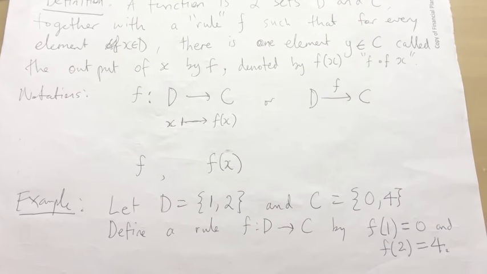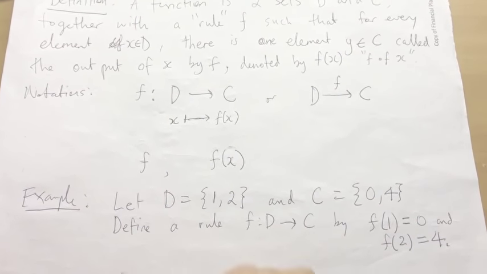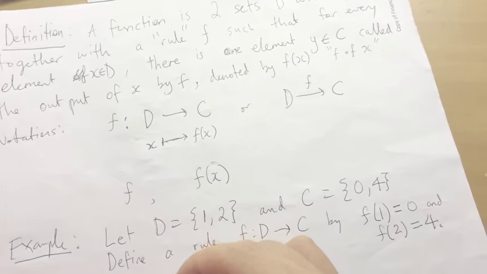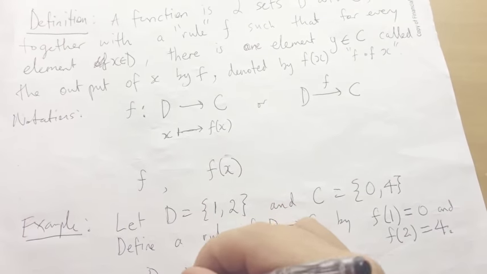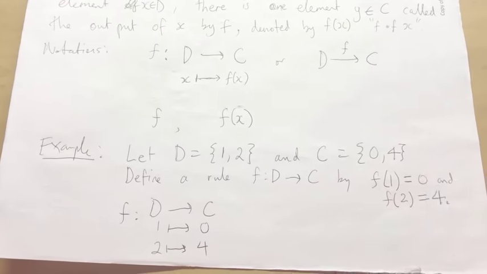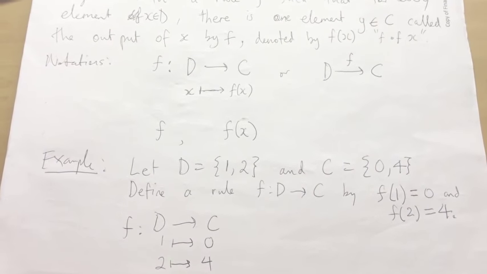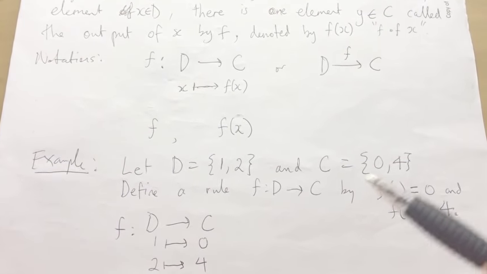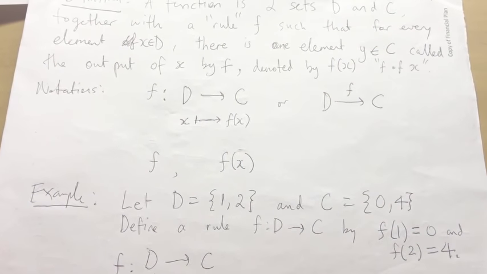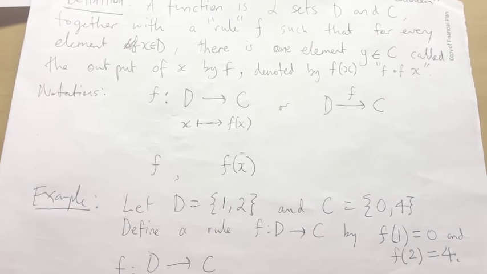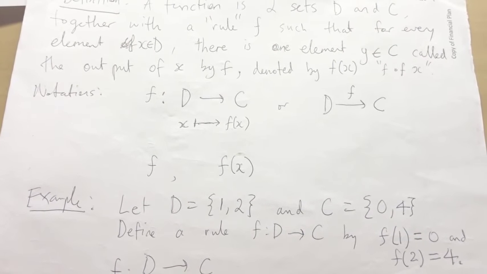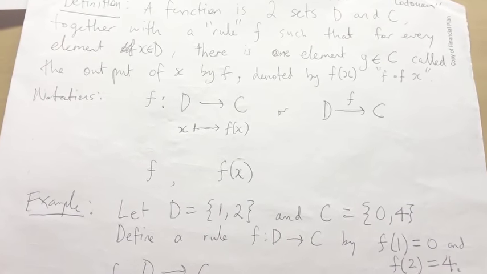and another way we could denote this function is by saying f from D to C, 1 goes to 0, 2 goes to 4. Okay. So there might not be a formula for this function. I think most people have the idea of a formula in their mind when they deal with functions. And while a formula is an example of a function, a function is a much broader concept and covers more than just formulas.